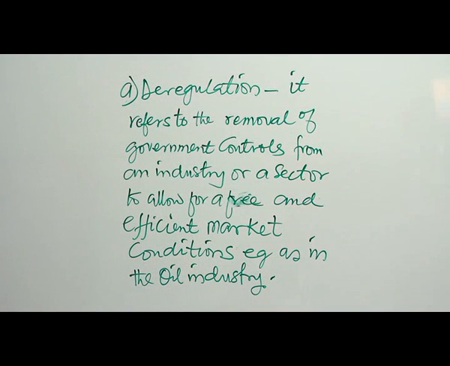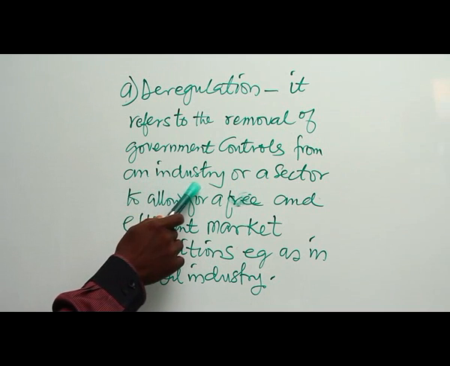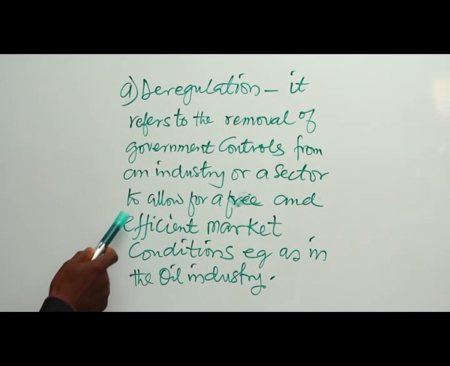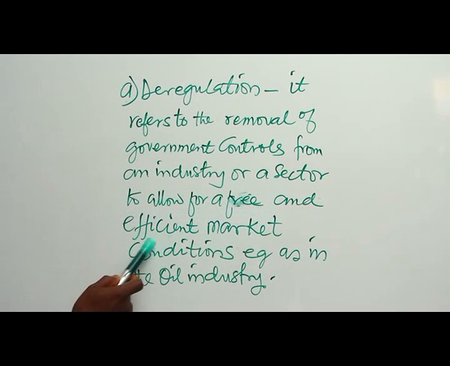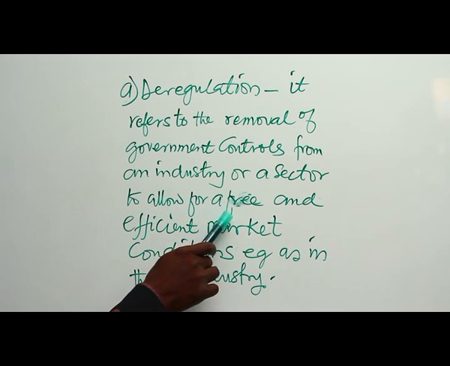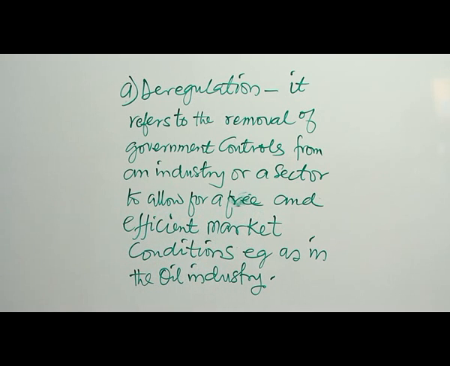Deregulation is referred to as the removal of government controls from an industry or a sector to allow for a free and efficient market condition, e.g., as in the oil industry. Note that in the case of free and efficient market condition, it's referring to the price system that fixes the price through the interaction of the forces of demand and supply.